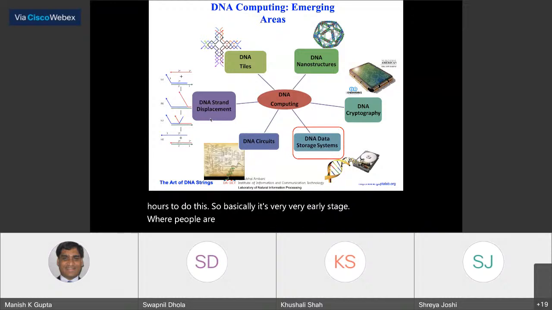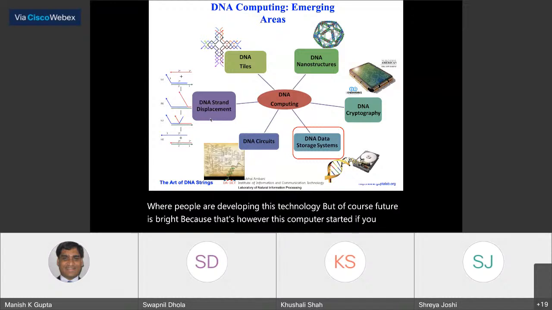But of course, the future is bright, because that's how our computers started. If you remember, in the early days, the first storage device was developed by IBM. It was a big, big, big machine. But now we have much more storage on our iPhone or whatever common phone, right?